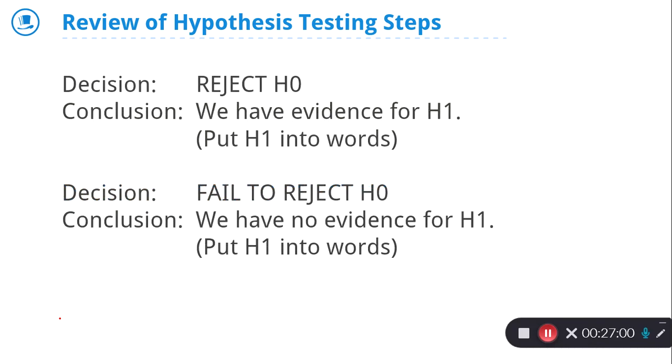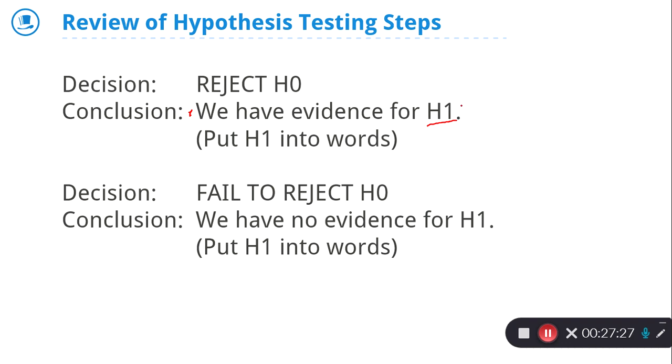Fortunately, it's yoked. If you reject the null hypothesis, the conclusion always starts off, and it's okay to start it off like this all the time, we have evidence for H1, but just don't say H1. Put H1 back into words. So you might say, we have evidence that these students are above average in intelligence. We have evidence that these students are below average in intelligence.